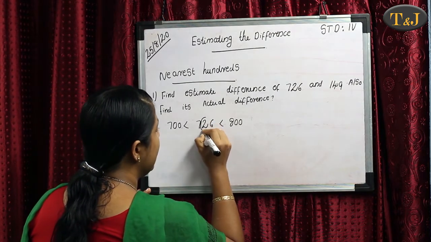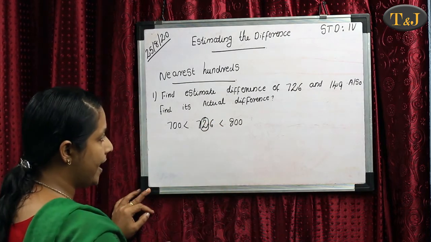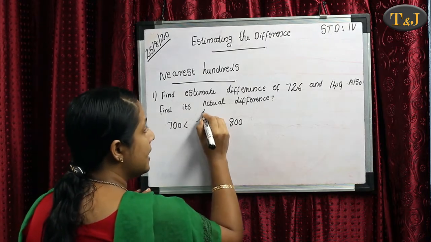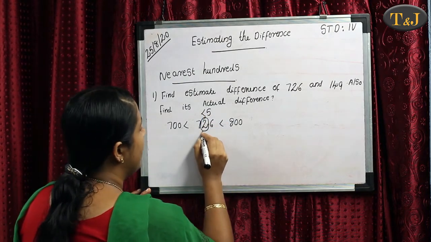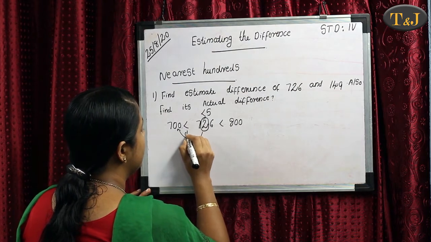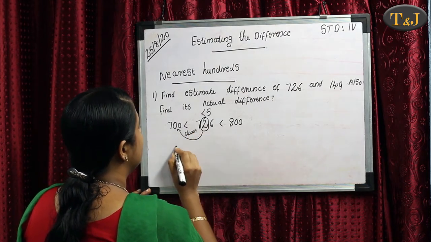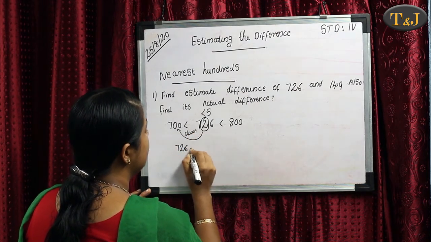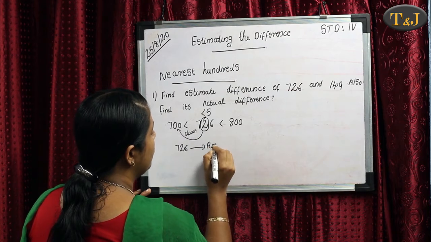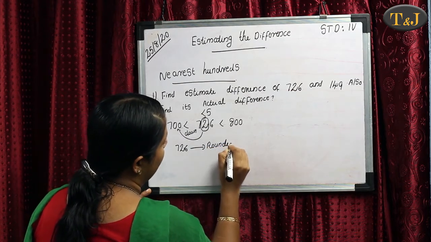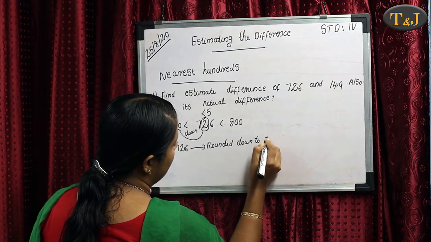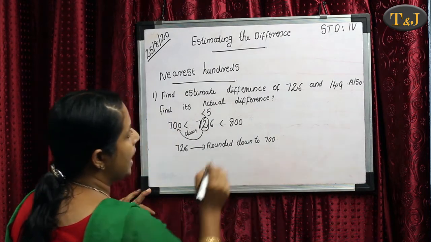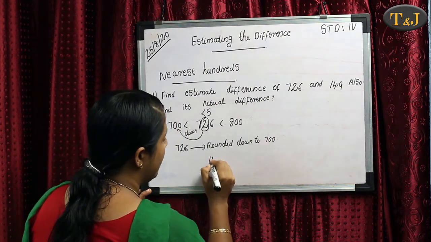Next we are taking the tens place value. Our tens place value is 2. So it is less than 5. So it is up or down? Yes, it is down. Down to which number? 700. Therefore 726 is rounded down to 700. Next our value is 149.